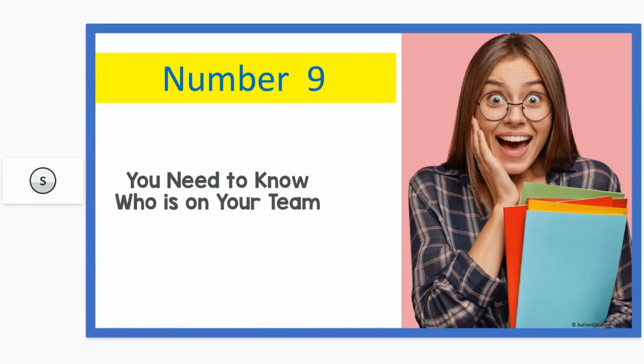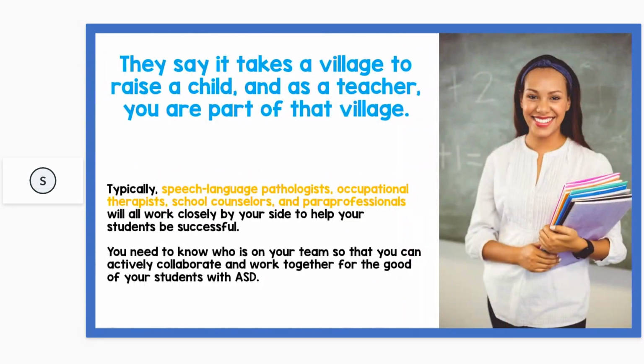And number 9, you need to know who's on your team. So if you're brand new, before you get to that school, you want to know, okay, they say it takes a village. And as a teacher, you're part of that village, but who else is part of that village? It's usually a speech teacher, occupational therapist, school counselor, paraprofessional. A lot of people work in an autism class to make it work.